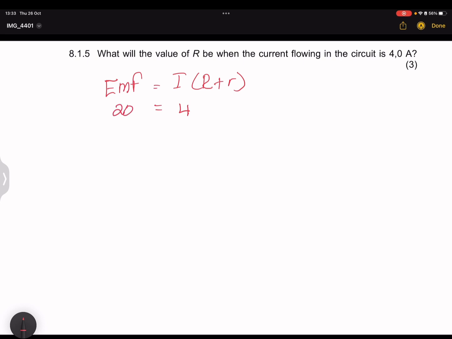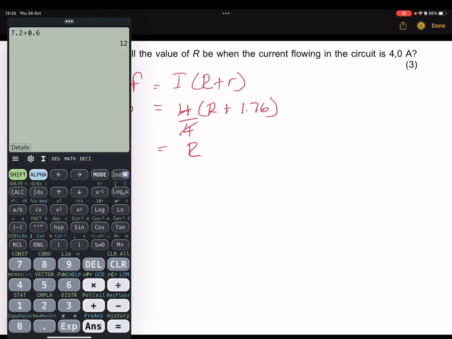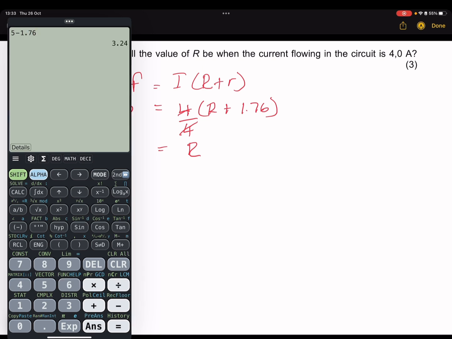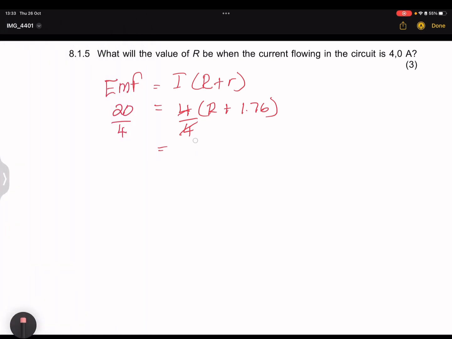We know that our EMF is 20. We know that our internal resistance was 1.76, and our external resistance rather is what we want. So I'm going to divide both sides by 4 in this case. And what would be my R value? That's 20 divided by 4, that gives me 5. And what is 5 minus 1.76? That's 3.24. So our resistance value will be 3.24 ohms.